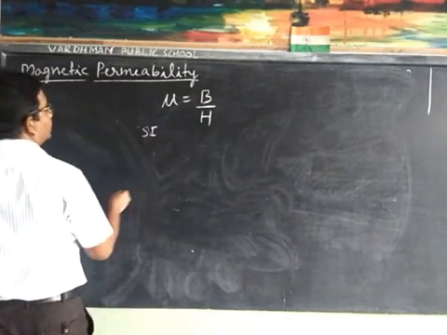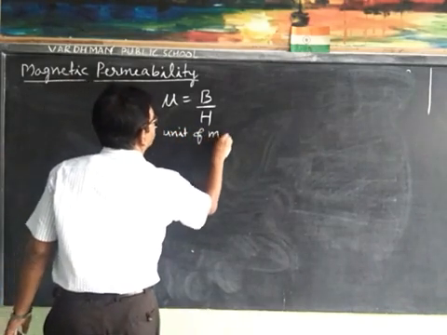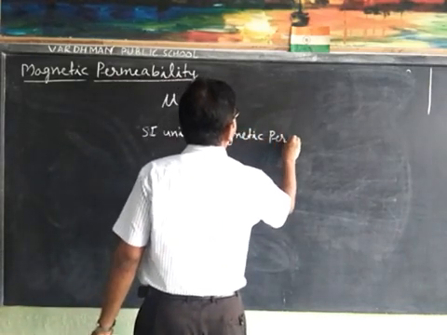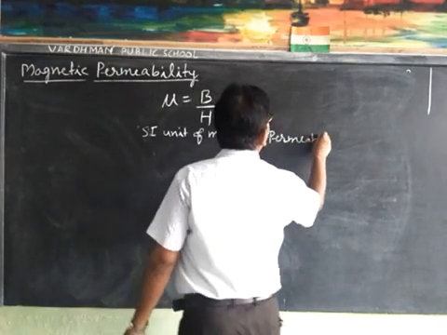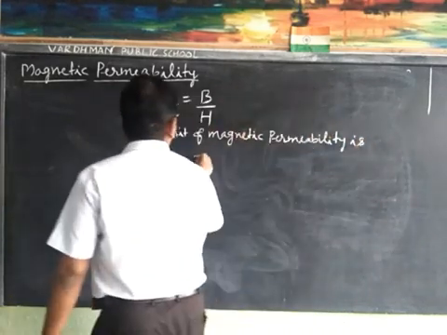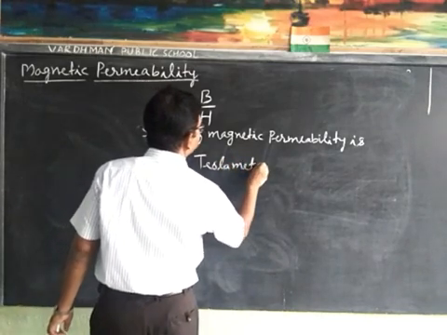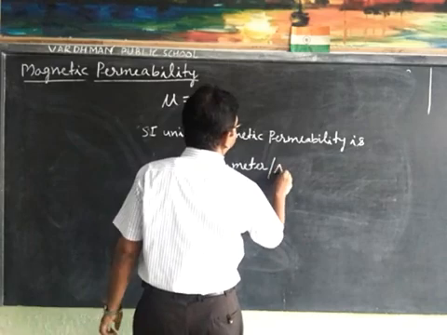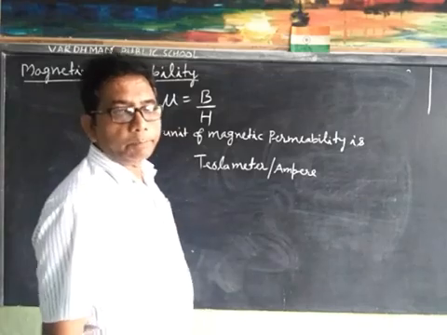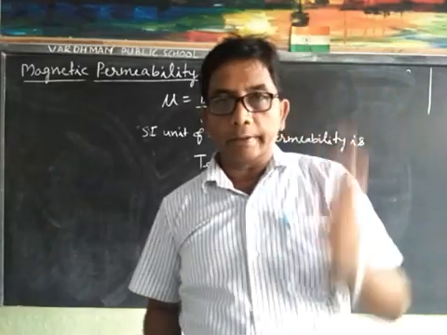Now its SI unit. The SI unit of magnetic permeability is Tesla meter per ampere. Now we will discuss what is relative permeability.